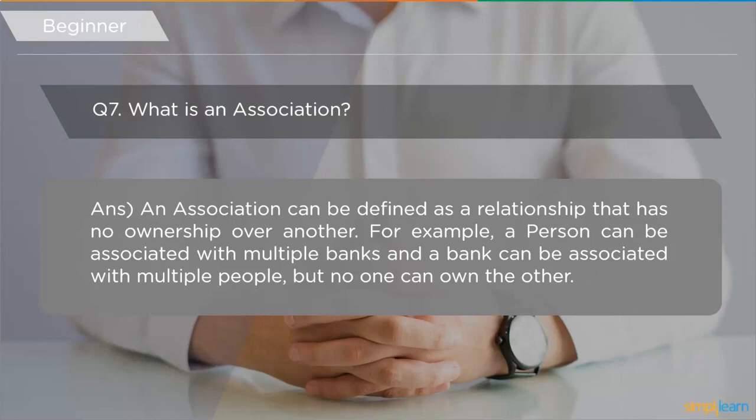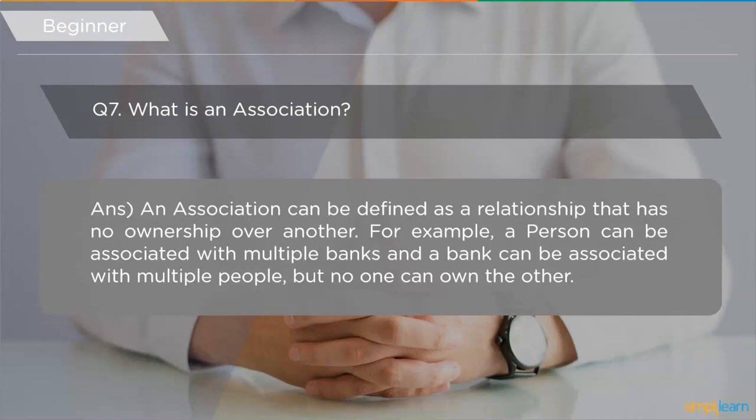A person X who is an account holder with all the three banks, that is A, B and C, does not possess any kind of ownership over the three banks. Similarly, banks A, B and C have the customer, which is the person X, but the banks do not possess any kind of ownership over the customer. So the relationship between the person X and the banks A, B, C can be considered as an association.